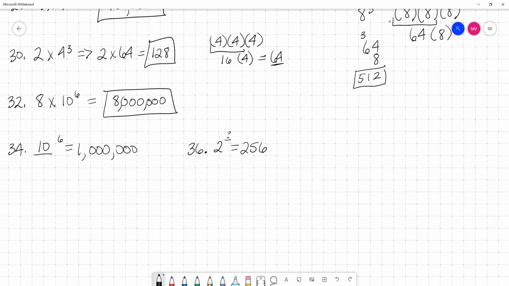Let me show y'all this. This is what I would do. Now, in this case, you're supposed to just kind of know, work through it. 2 times 2 is 4, times 2 is 8, times 2. But let me show you something else. And surely y'all have seen this before. If not, we will learn this soon.